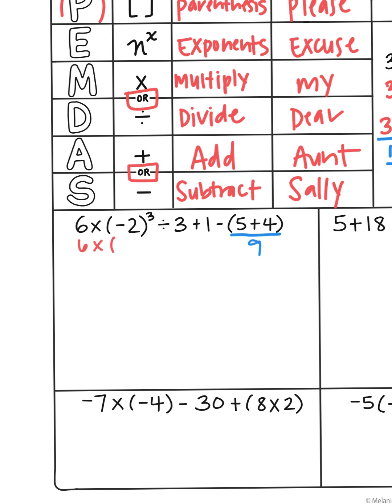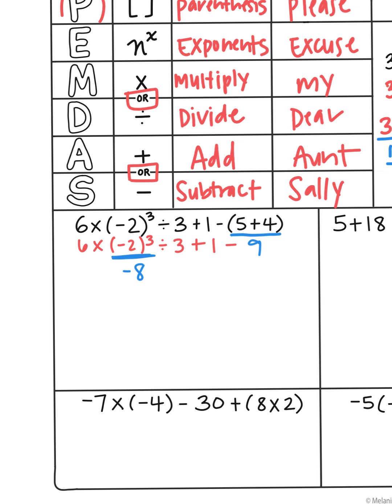So 6 times parenthesis -2 cubed divided by 3 plus 1 minus 9. Okay, what will I underline next? The exponent. Okay, well, when I have an exponent like this, I'm going to tell you right now, when you are multiplying or dividing integers, that's not technically something you learn till next year. But when the signs are the same, it's a positive. So a negative and a negative make a positive. When the signs are different, it's always negative. Okay? So think about this. -2 times -2 should be positive 4 times another -2. So it's -8. Very good.